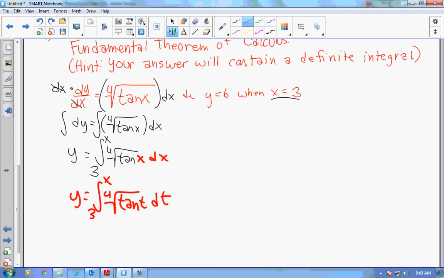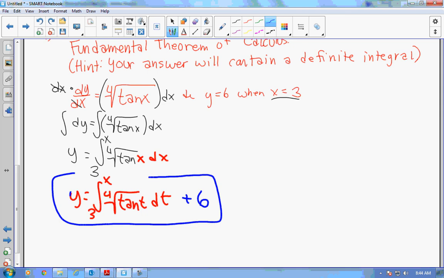Now, any ideas what you do with the 6? It actually just goes on the end, because when you go back up the scale, you take the derivative of y, you get dy/dx. When you take the derivative of 6, it just goes away. And when you take the derivative of this, using the fundamental theorem of calculus, you get the original back. Okay, all the t's become x's.